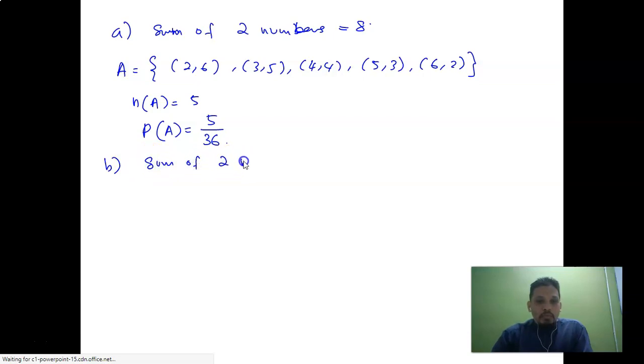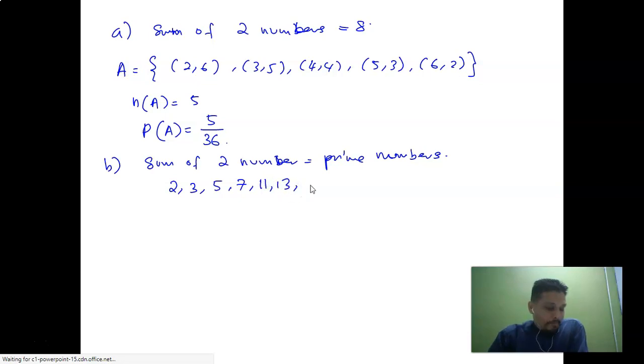Sum of two numbers equal to prime numbers. Okay, so prime numbers, we begin, let's say, 2, 3, 5. 4 can divide by 2. Nope. Okay. 6, nope. 6 you can divide exactly by 3, it gives you 2. And you have 7. 8, no, 9, no, 10, no, 11, 13. Okay, so then let's take a look at this one here.